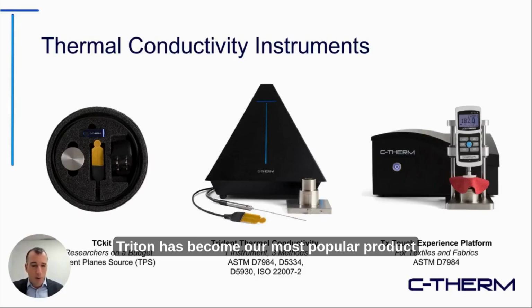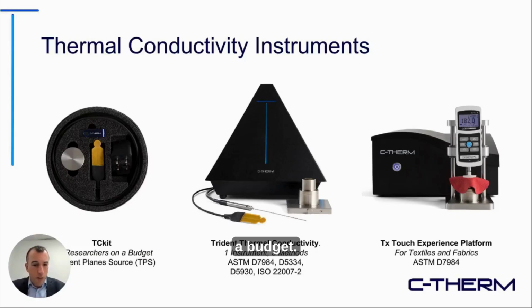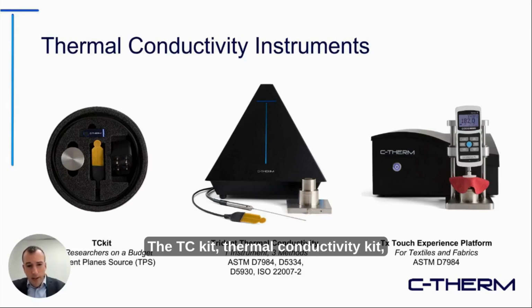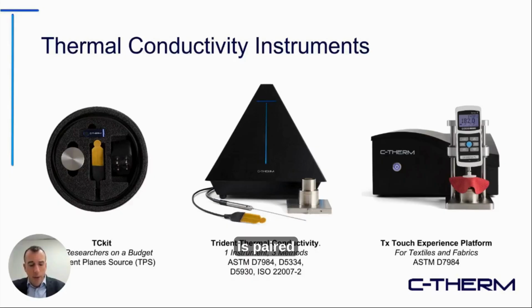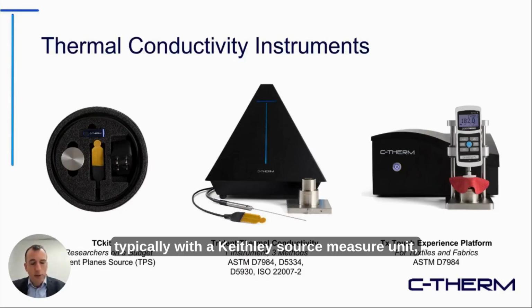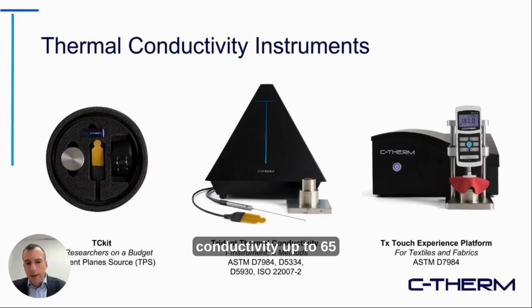Trident has become our most popular product very quickly. It was launched to great fanfare last year and is by far our most popular product. To the left is really a solution that's oriented towards researchers who are struggling for budget. The TC kit, thermal conductivity kit, is paired typically with a Keithley source measure unit, a laptop. It provides the software for the data acquisition and regression analysis. It provides a TPS sensor, reference material, and you can easily put that package together and establish a basic capability to measure conductivity up to 65 watts per meter Kelvin.